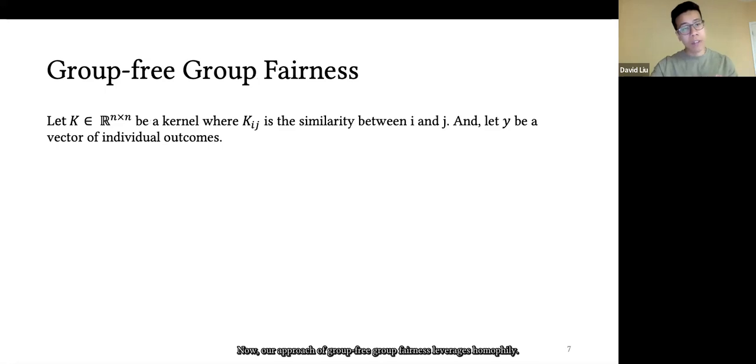Now, our approach of group-free group fairness leverages homophily. The center of our approach is this kernel K inferred from a network, which captures the similarities between every pair of individuals in the population. We also have a vector Y, which is the vector of individual outcomes which we would like to balance amongst groups.